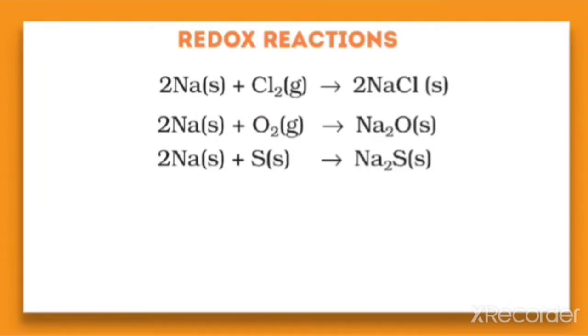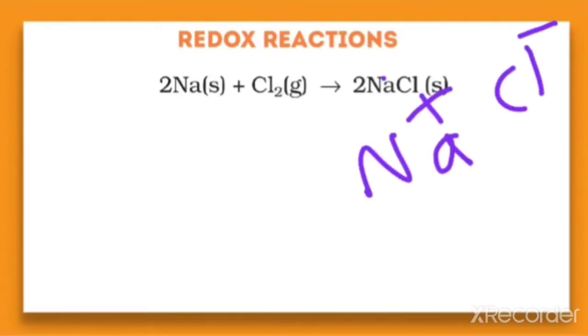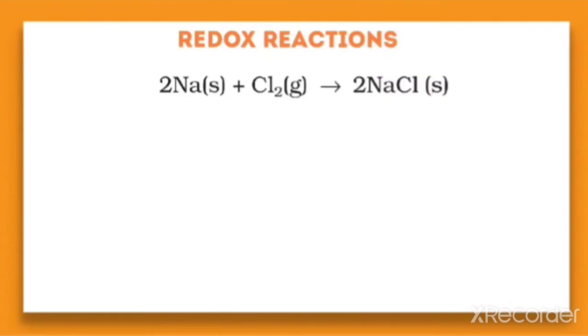So let us first discuss the first equation, that is sodium plus chlorine giving rise to sodium chloride. In this equation, the sodium is converted into sodium ion, because NaCl means Na+ and Cl-, that means Na is converted into Na+. So just rewrite this equation, that is Na is giving rise to Na+ with the loss of electron.